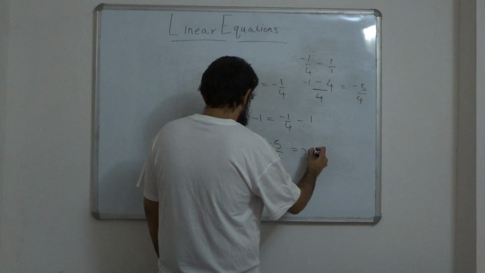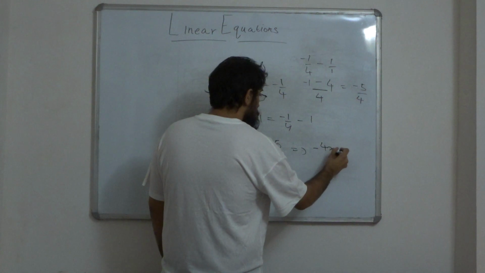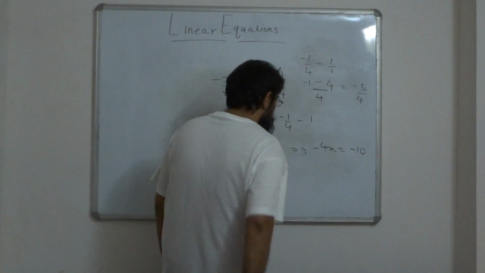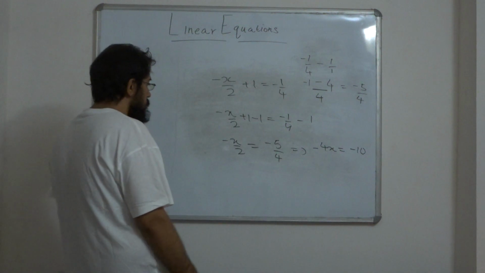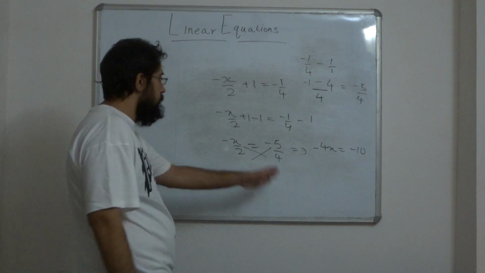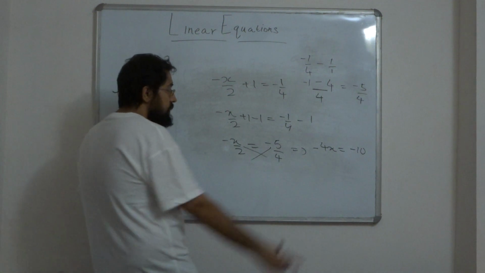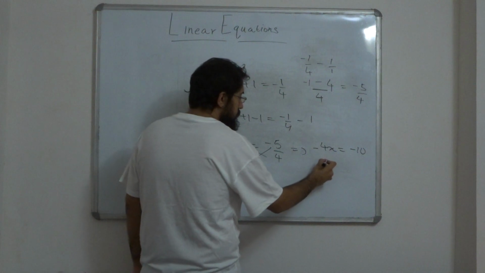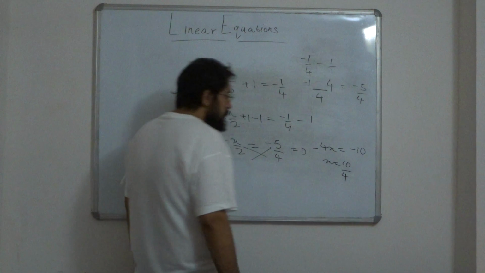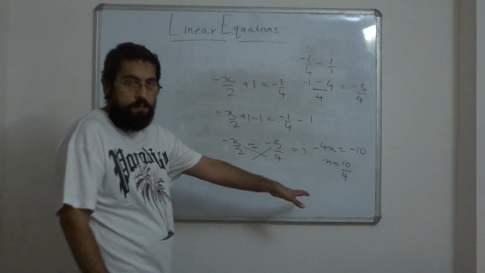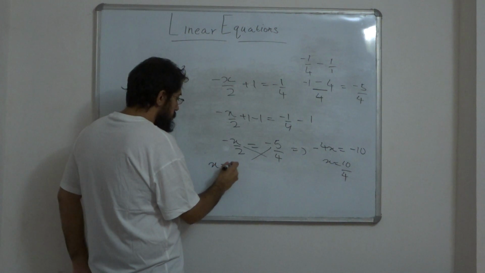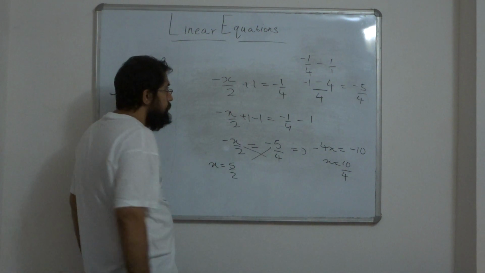So you get negative 4x equals negative 10. This is what you do, you cross multiply. Now negative and negative becomes positive, so x becomes 10 upon 4. So when x is equal to 10 upon 4, I hope you can see that, x becomes 5 upon 2.